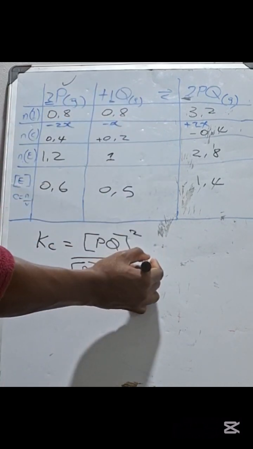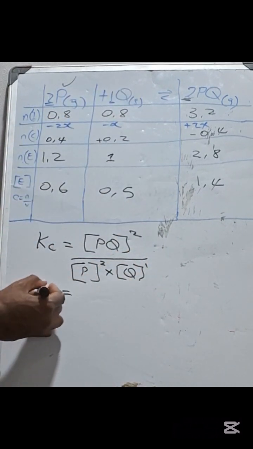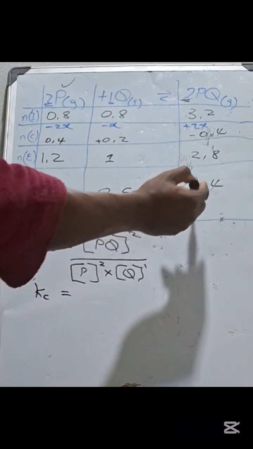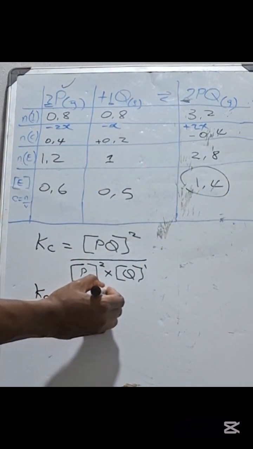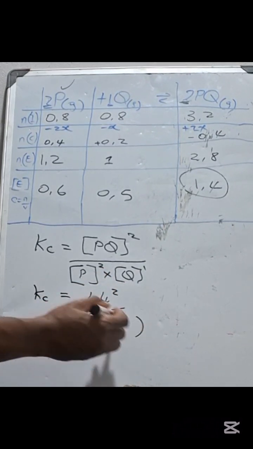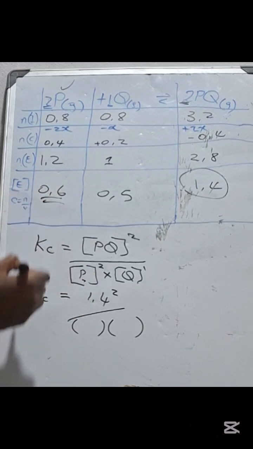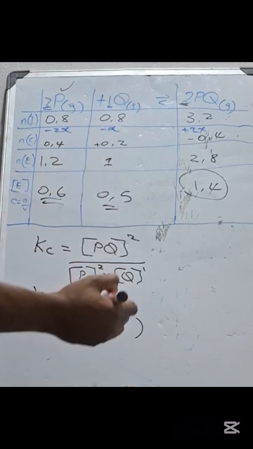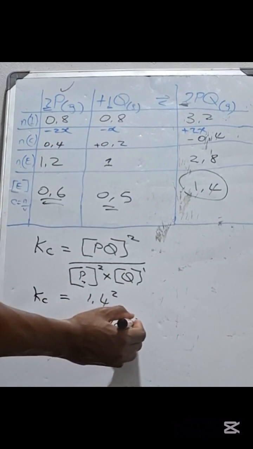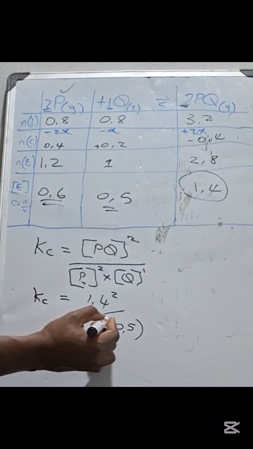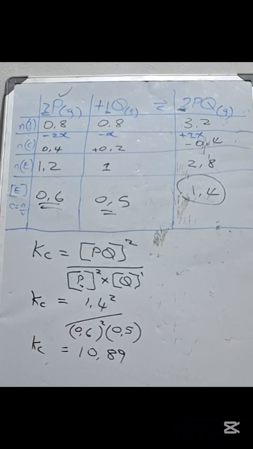then 1 is the exponent. So we substitute: Kc is equal to the concentration of PQ, here it is, 1.4 squared, over the concentration of P, here it is, 0.6, then here is Q, 0.5. Then we get the new Kc. There is 2 here squared, then we are done.